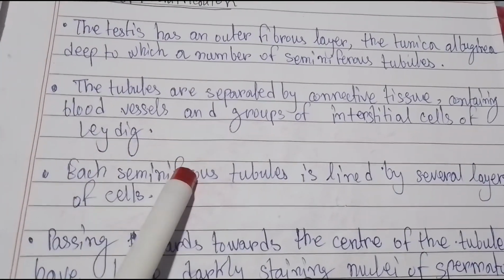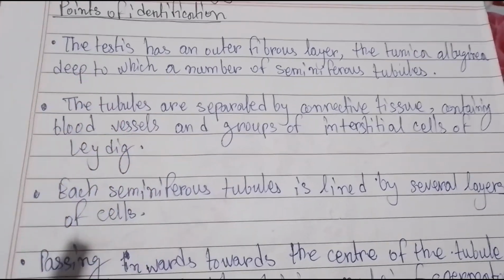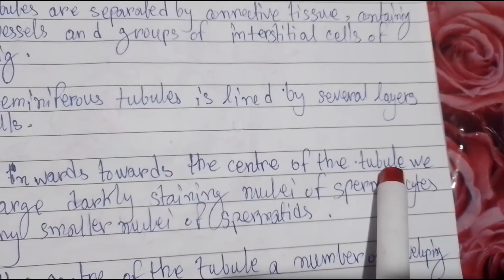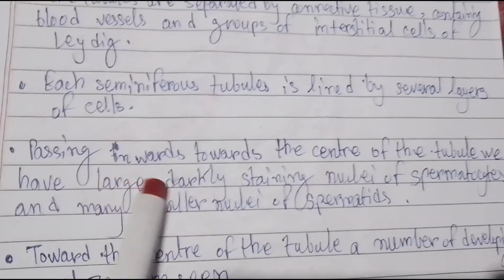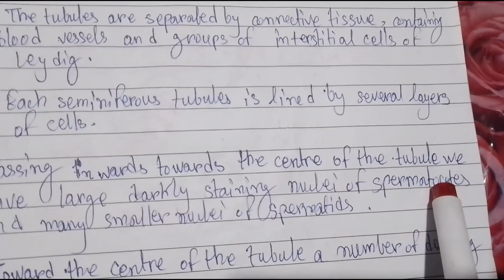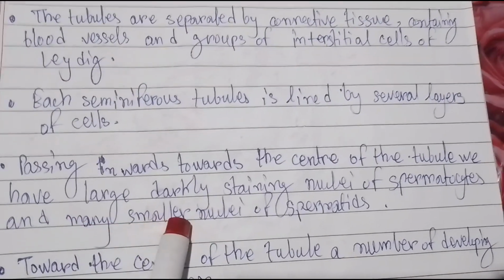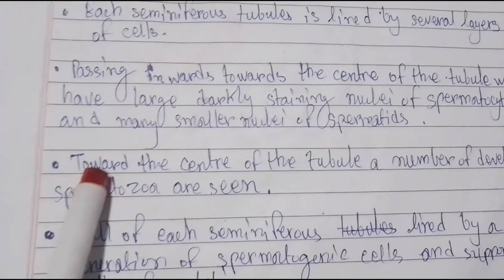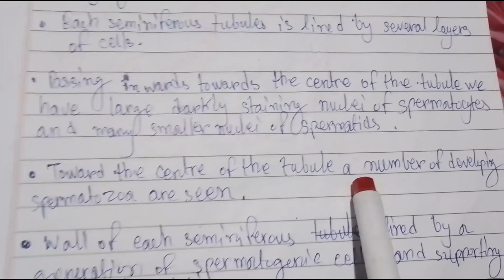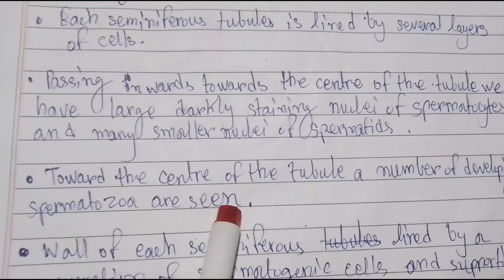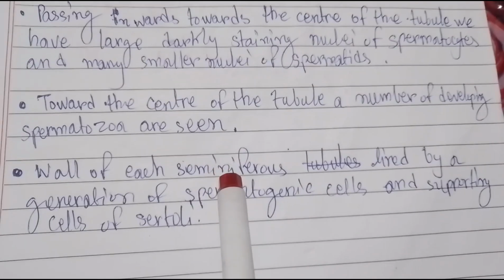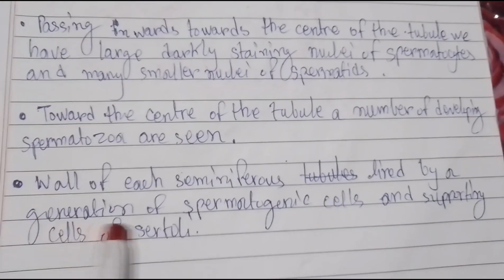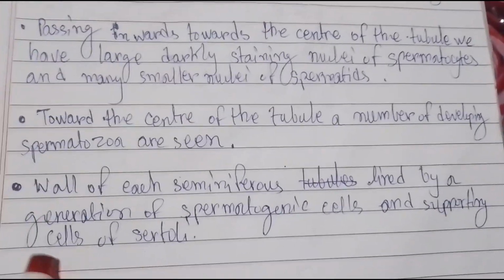These seminiferous tubules produce the sperm. Passing inward towards the center of the tubule, we have large darkly stained nucleus of spermatozoa and many small nuclei of spermatids. Towards the center of the tubule, a number of developing spermatozoa are seen. The wall of each seminiferous tubule is lined by a generation of spermatogenic cells and supporting cell of Sertoli.